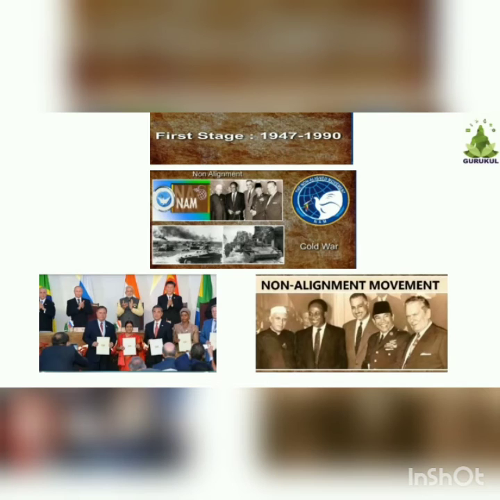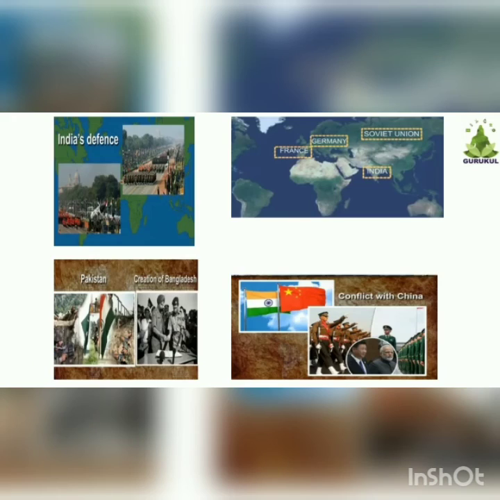So it was about the non-aligned movement, children, and the relationship between the other countries, and we should maintain friendly relations with all the nations. So this was related to our foreign policy first stage, that is 1947 to 1990. Further we'll see that in this period, India had to face some challenges. These include the conflict with Pakistan, the creation of Bangladesh, and the conflict with China.